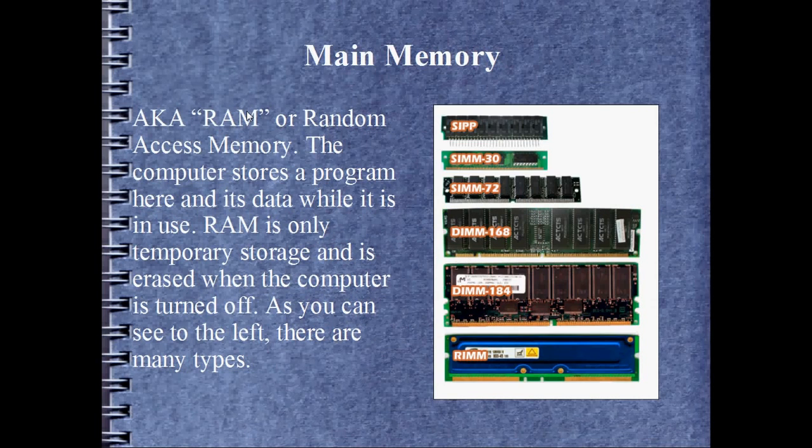Main memory is really just called random access memory, or RAM. This is where a program is stored while in use. Your web browser is there right now while you watch this video, actually. That's just a good example. RAM is erased when the computer is turned off, which is why it's a volatile type of memory, or temporary. There are many types of RAM, but it is not limited to what you see here. This is just basic stuff. Laptops and desktops use two totally different styles.